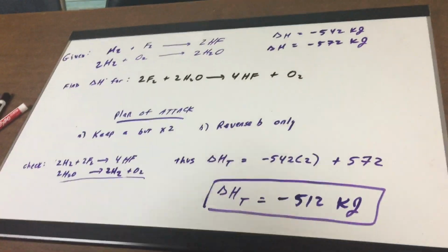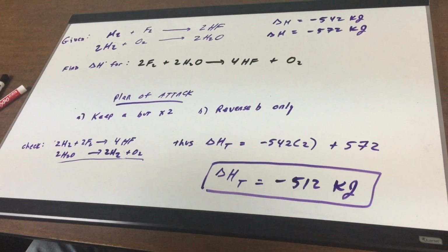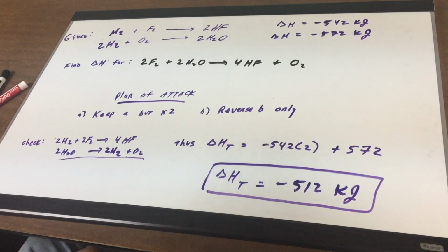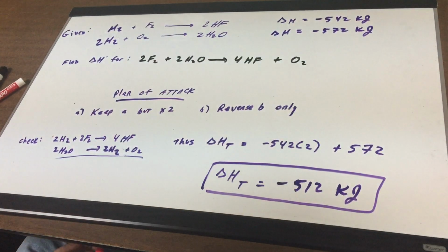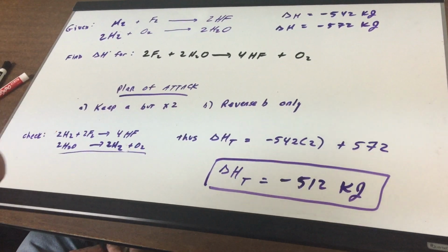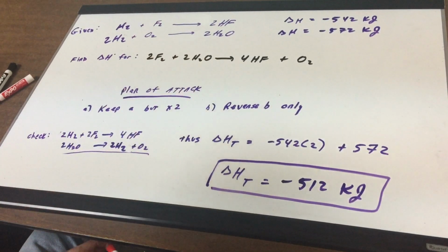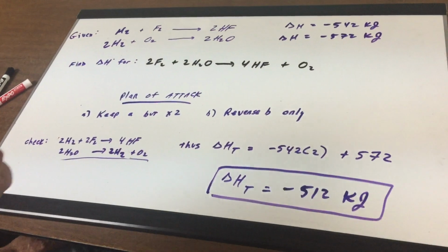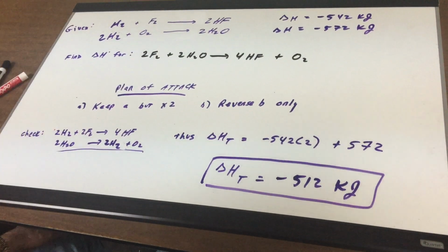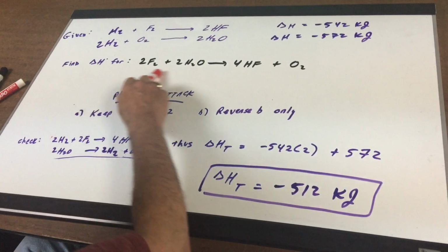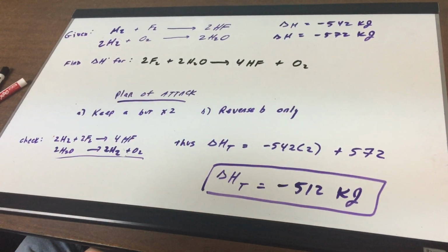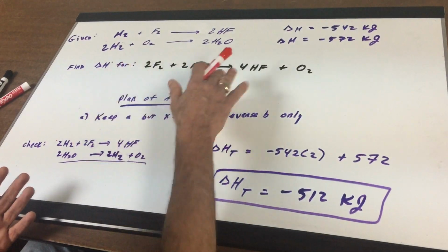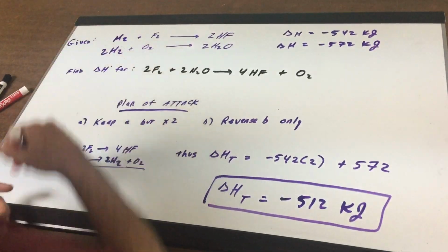What I do is I gave you 2 reactions. In the first reaction, hydrogen and fluorine giving 2HF, I gave you the enthalpy, which is minus 542 kilojoules. Likewise, the forming of water from 2H2 and O2 gave a delta H of minus 572 kilojoules. I give you this overall equation, and I want to find out what would be the delta H of this overall equation from these 2 steps.